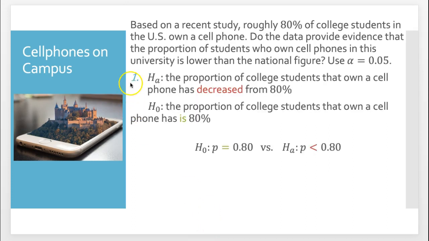Right, so of course our research question is the alternative hypothesis here, HA. Here we're saying the proportion of college students that own a cell phone has decreased from 80%, because they're saying lower than the national figure. Whereas the null hypothesis is skeptical of our claim and is saying, well, the proportion of college students that own a cell phone is 80%. So in terms of statistical language, we have the null hypothesis, population proportion is 80%, versus the alternative hypothesis that population proportion is less than 80%. Okay.